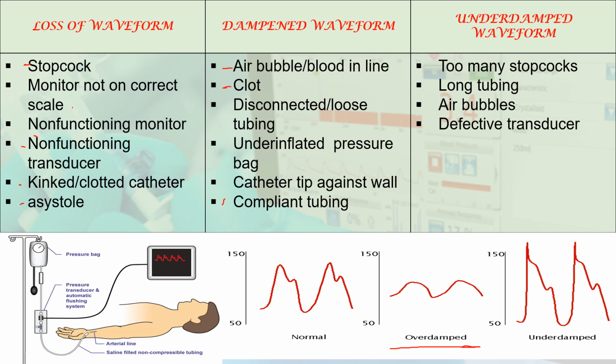Then the presence of clot or disconnected or loose tubings, under inflated pressure bag, then catheter tip against the wall or compliant tubing. These situations lead to dampened waveform. Then under dampened waveform. This is a picture that shows the under dampened waveform. The reasons are too many stopcocks, long tubing, air bubbles and defective transducer.